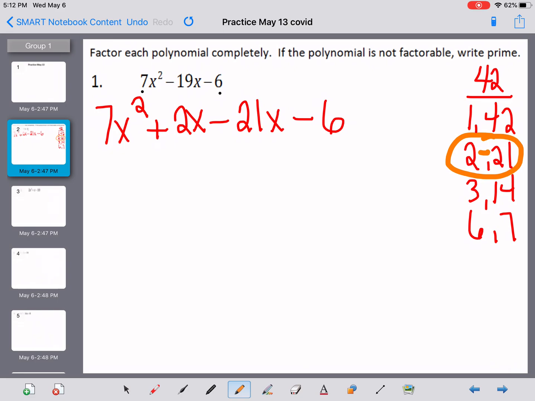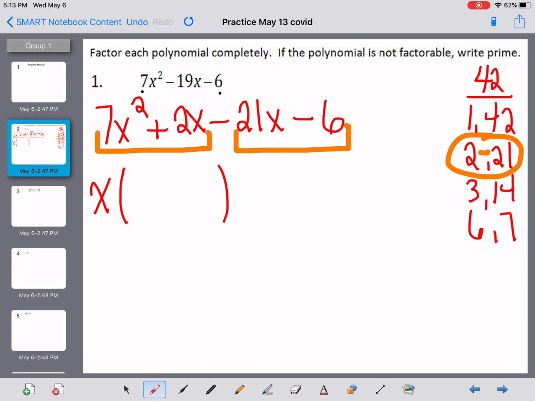And then here's a group, and here's a group. And what we're looking for is the greatest common factor. Well, in the first group, the greatest common factor is simply an x. It's the lowest exponent of the variables. There's nothing in common between 7 and 2. And when we factor it out, we take 7x squared divided by x, which is 7x, and 2x divided by x, which is 2.